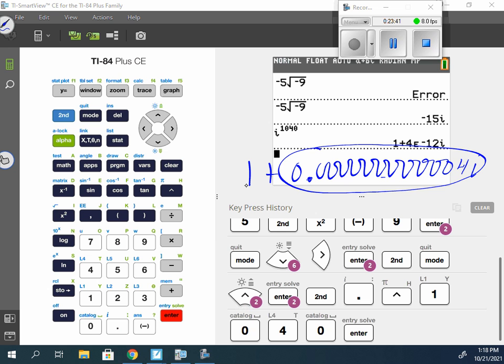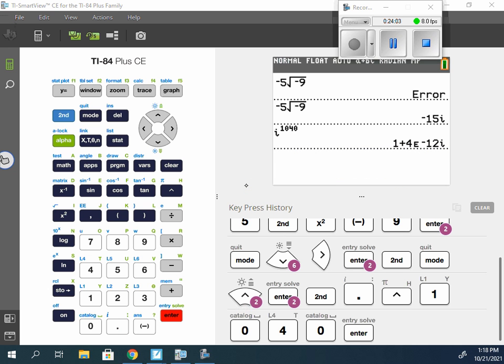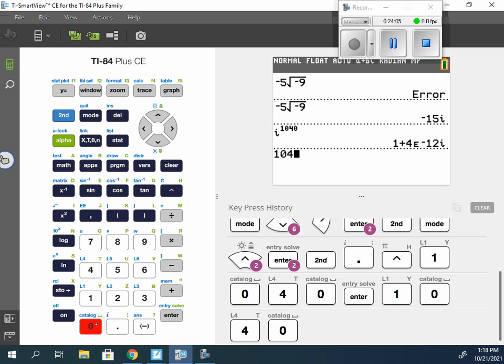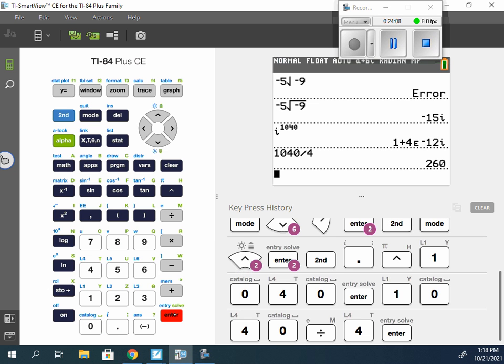What is this number here really close to? 0, isn't it? It's just really close to 0. So what this is actually saying is that we have 0i. So it's 1. Now, if we did the division, 1040 divided by 4, what is the decimal? It's 0.00, so it means the answer is 1. It will give us the exact same thing.